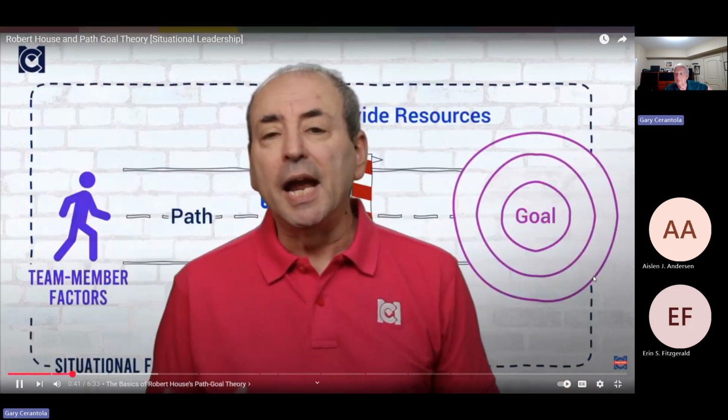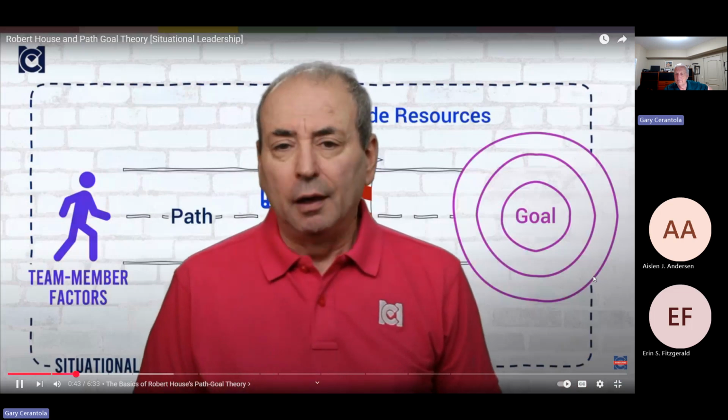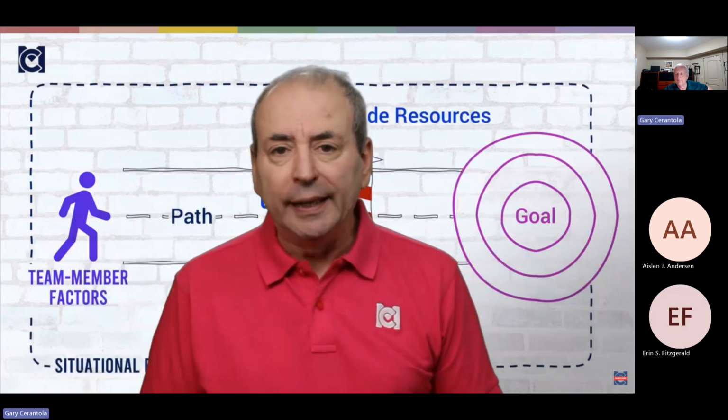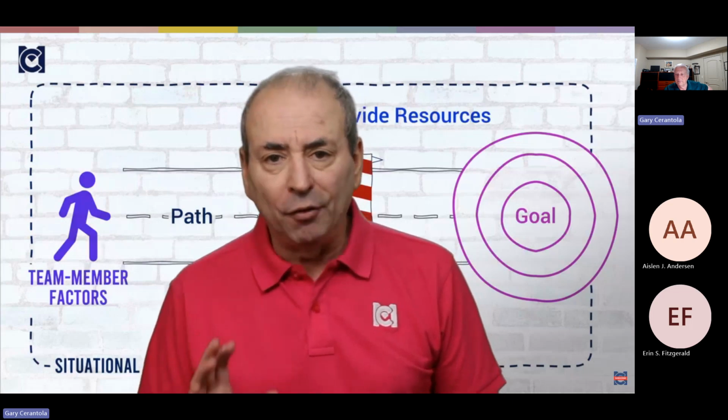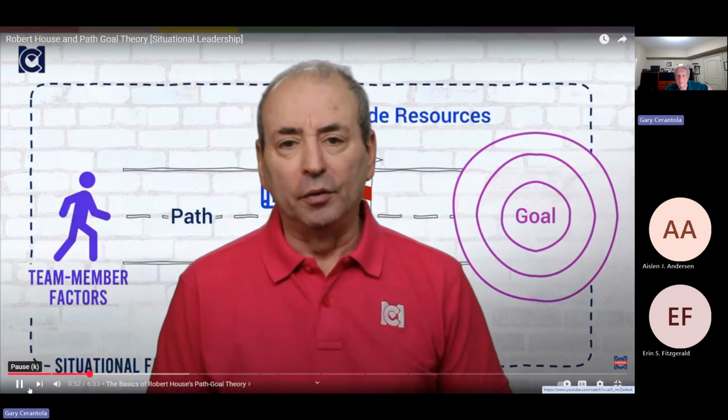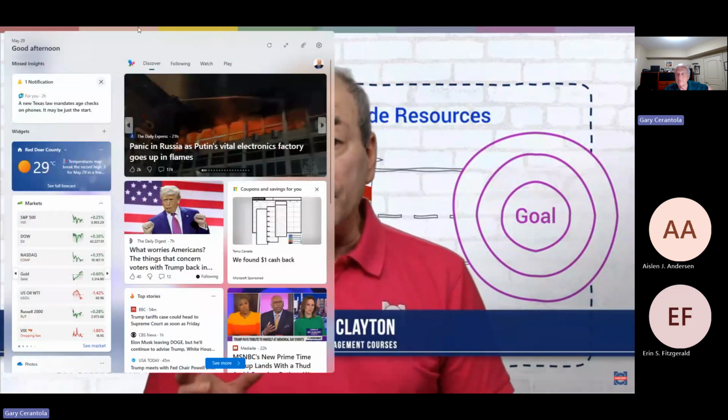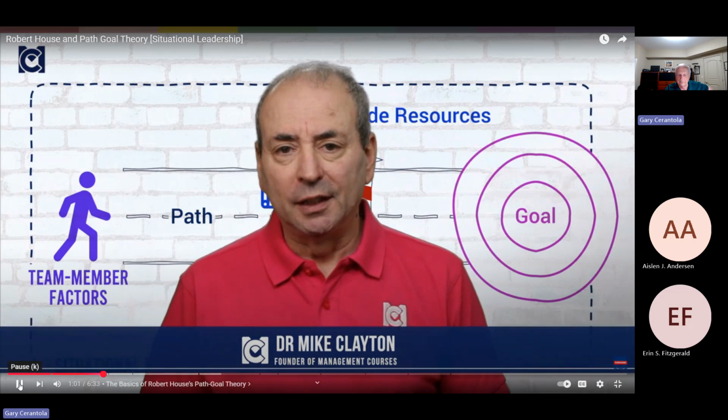Path goal theory was first articulated by Robert House in 1971 and then refined in an article he wrote with Gary Dessler in 1974. The name path goal theory refers to the importance for a leader to clarify the path that their team needs to follow to achieve the goal that they have set. The leader must also provide the team with the resources that it needs and remove the blockers.